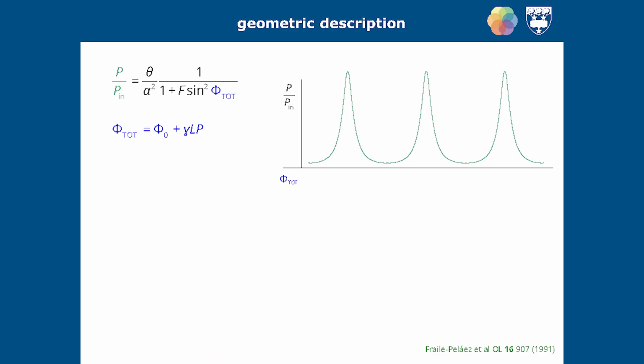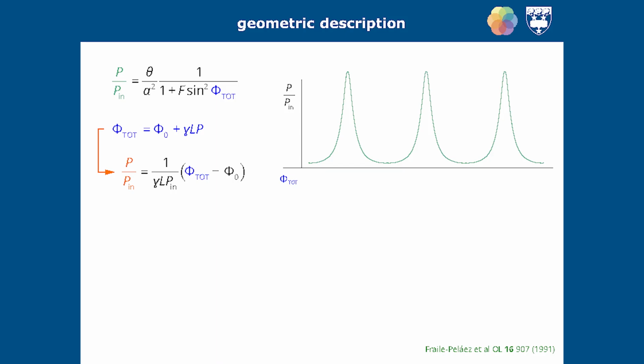Now, with the equation for the total phase depending on the power, I can solve for the power in that equation. And if I divide by the input power, I can get a second equation for this ratio of intracavity power over input power. And clearly, both equations have to be satisfied. And so graphically, we'll find a solution where these two equations intersect, okay?